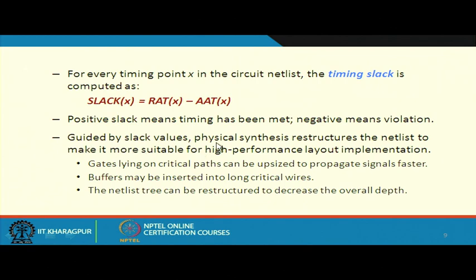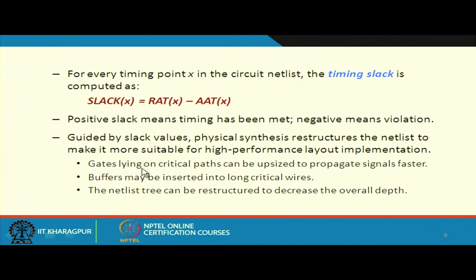Now, if there is a timing violation, then we have to go for physical synthesis restructuring, where we modify the netlist so that the actual arrival time can be reduced, so that the slack value can be again made 0 or positive. Now, there are a few ways in which you can do that. I will just explain a few of them.